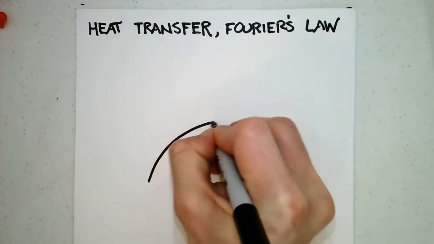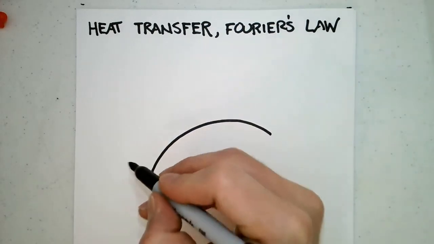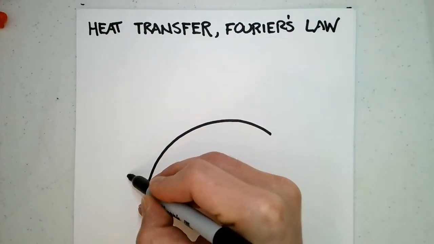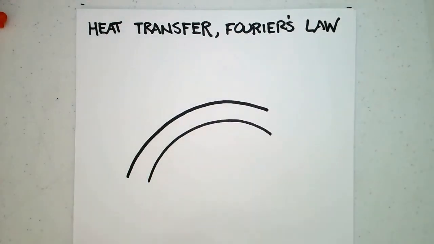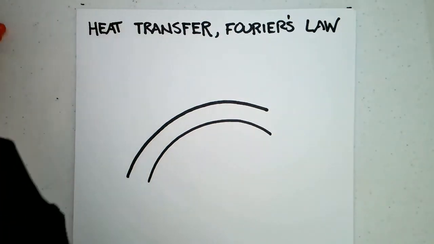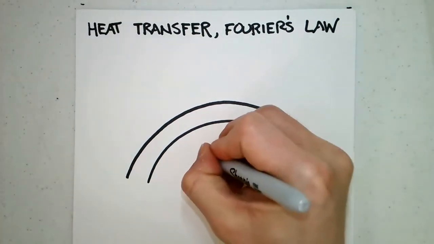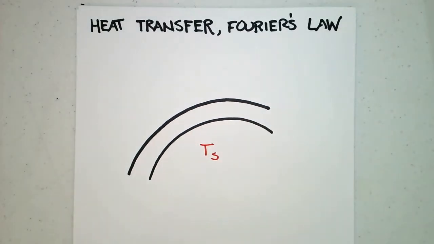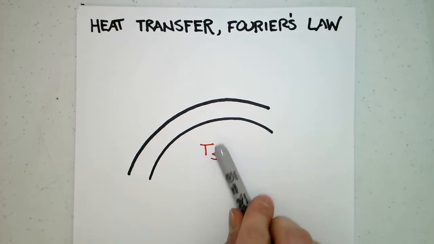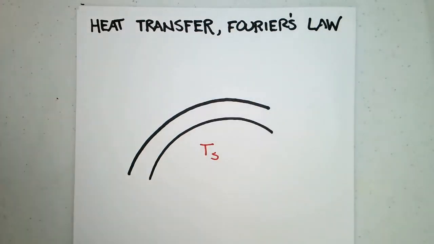So I'm going to draw a segment of a pipe here. We'll have some sort of pipe. And I think what we'll do is choose something like steam, so it has a nice constant temperature inside. And this hot steam will be cooled by convection on the outside.